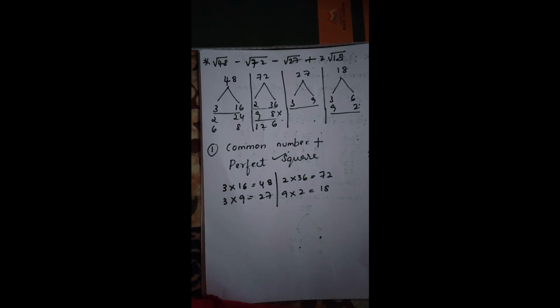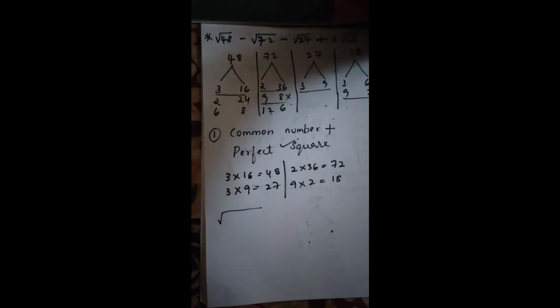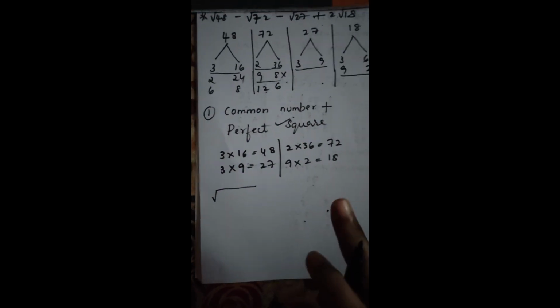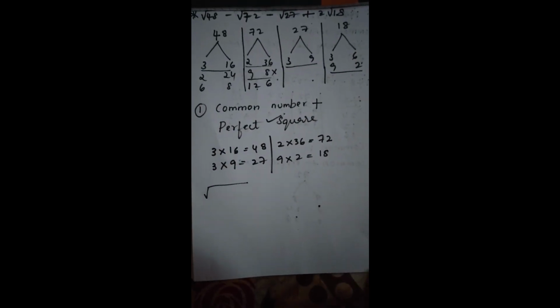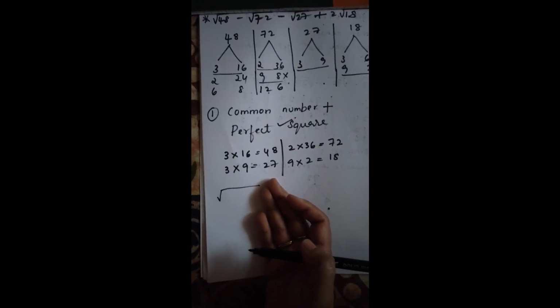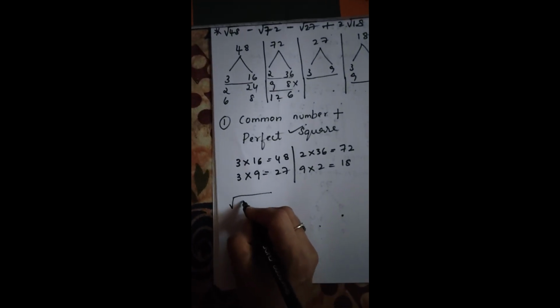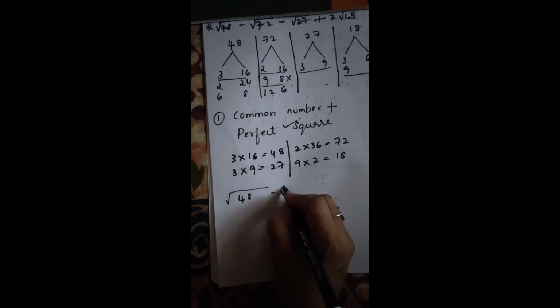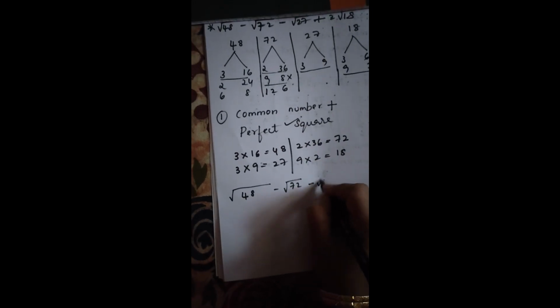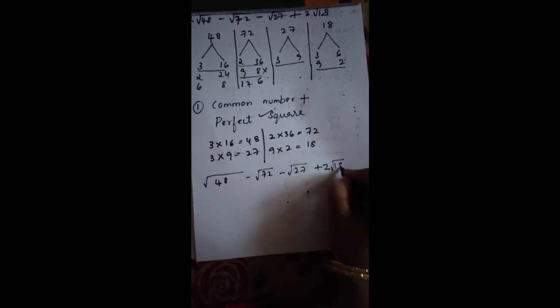What is the next step? Now write it down. This is a little lengthy because I am writing so that you should understand the things. Once you are thorough with the steps, you need not write so much theory. You can just write it in a simple way. Root 48 minus root 72 minus root 27 plus 2 root 18.